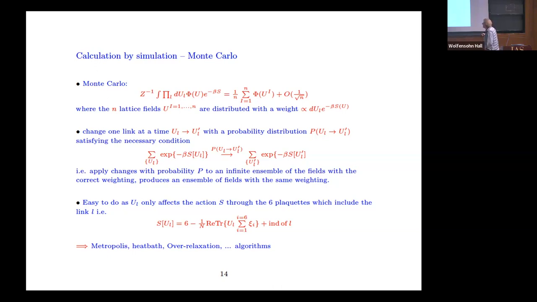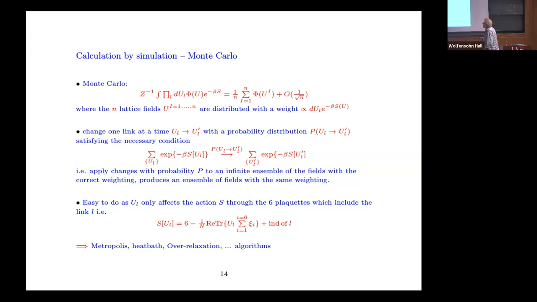Now that is not so difficult to do in this case, because you can just look at one link at a time and talk about changing that. You want to change it with some probability distribution. You want to take a link matrix on a link L and replace it potentially with another matrix on that same link, with a probability distribution of this form, which satisfies this relation. That is to say, if I apply this to an ensemble of fields, then the new ensemble I get should be precisely the same. I may have exchanged one matrix for another, but in another member of this ensemble that would have been exchanged back, and so on. So you end up with the same ensemble here and here.